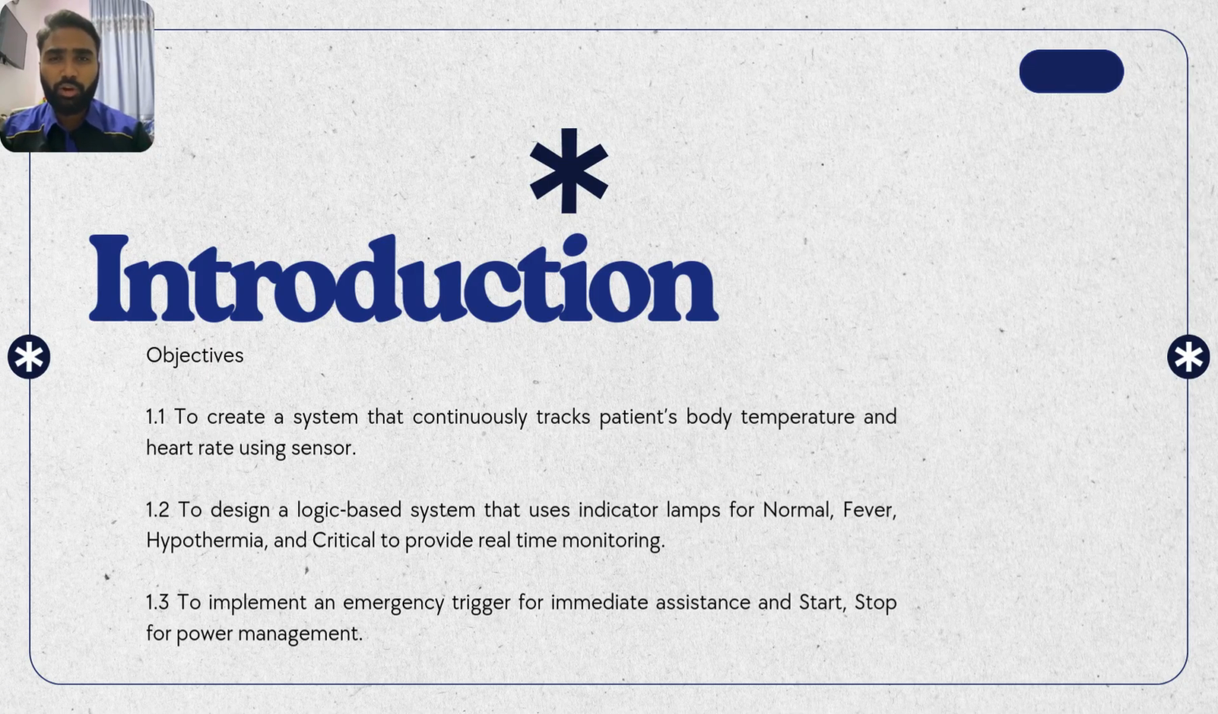Next, the main objective of this project is to design a system that can continuously monitor a patient's body temperature and heart rate using sensors. Secondly, the system uses indicator lamps to show different patient conditions, such as normal, fever, hypothermia, and critical in real time. Lastly, we implemented start, stop, and emergency buttons to allow proper power management and immediate response during critical situations.